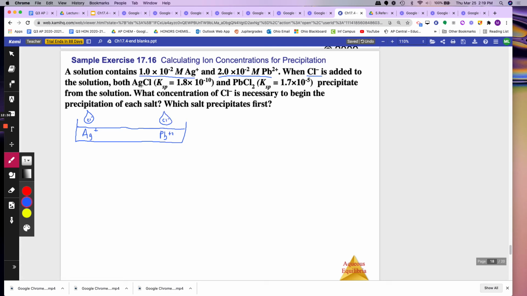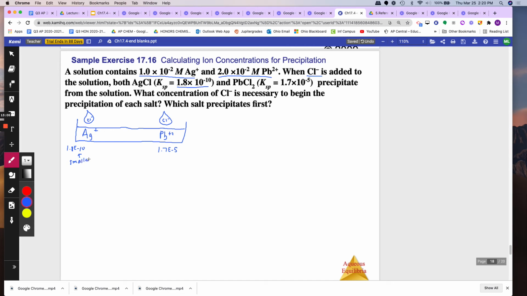And it'll obviously make AgCl, right? And the KSP is 1.8 e negative 10. That means that doesn't want to dissolve. It's going to become a solid. So 1.8 e negative 10 is the KSP for this one. And for this one, KSP is 1.7 e negative 5. Okay, let's think about this. This one is smaller. What does that mean to you? Which means AgCl won't dissolve, or it doesn't want to dissolve.